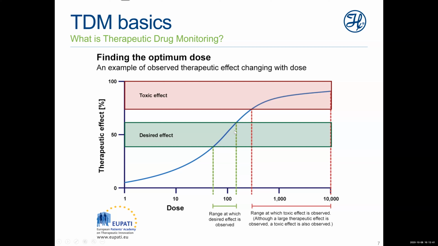If we go above and we go into the red area, the patient will for sure have the desired effect, but we have a very important toxic effect. And for some drugs, the toxic effect can be irreversible. So we are causing damage to the patient that cannot be recovered after interrupting the drug. So this is why it's important to do the TDM. Next one.